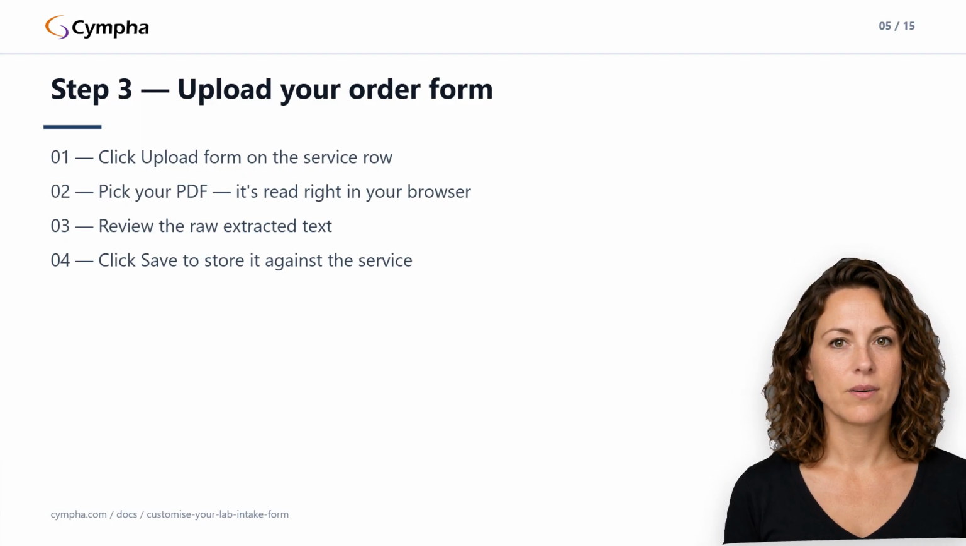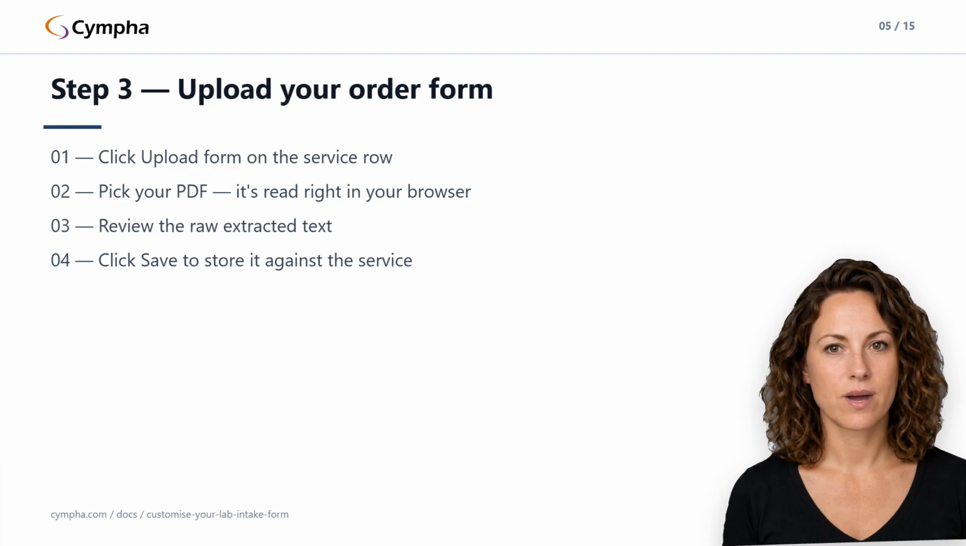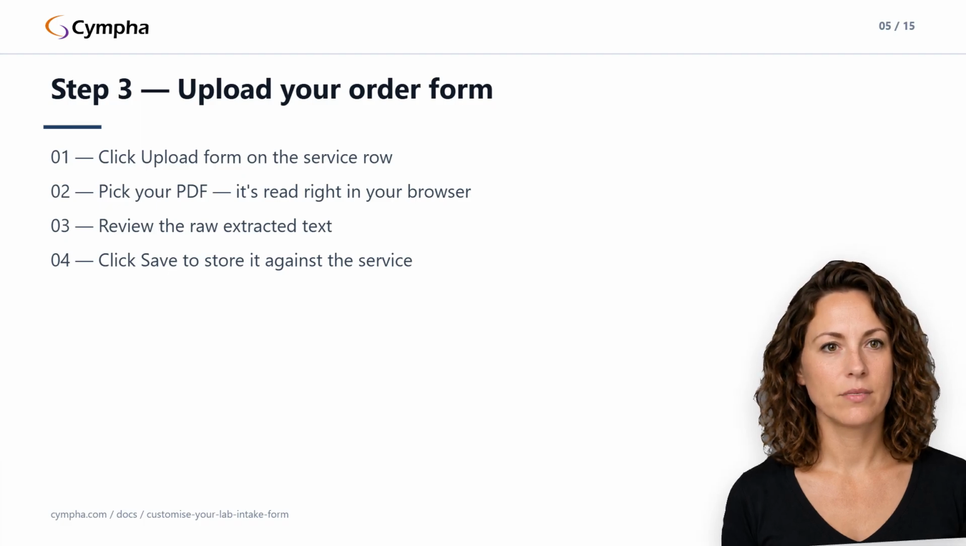Then look next to the Upload Form button, where a second button has been waiting: Extract Fields. That's the one that turns your form into an actual web form for clinicians, and it's the interesting part. Step 4 is the payoff. Click Extract Fields. A single AI pass runs over the saved text and returns 3 things at once.